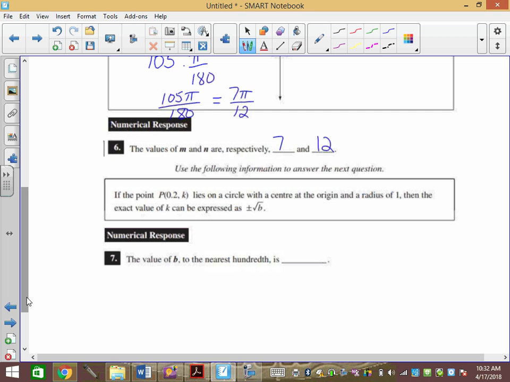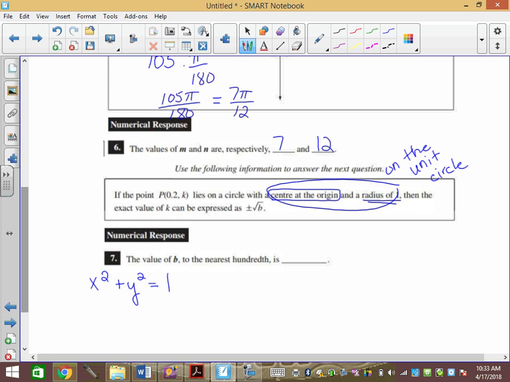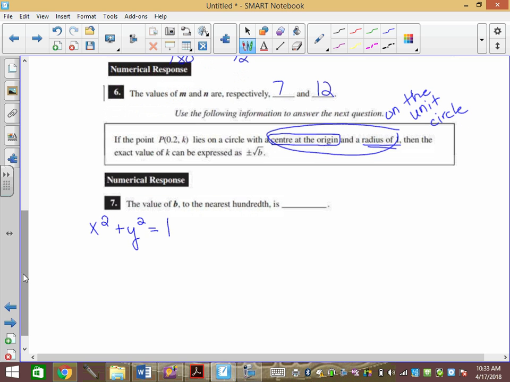respectively. If the point (0.2, k) lies on a circle with the center at the origin. Center at the origin is the unit circle, right? Starts at 0, 0, and it has a radius of 1. So this is a fancy way of saying on the unit circle. And what did I tell you to do when it says on the unit circle? x squared plus y squared equals 1. They gave you an x, they want a y. 0.2 squared plus y squared equals 1. y squared equals 1 minus 0.2 squared.